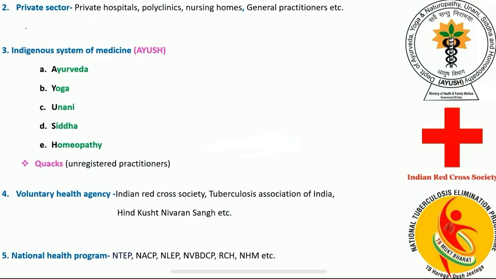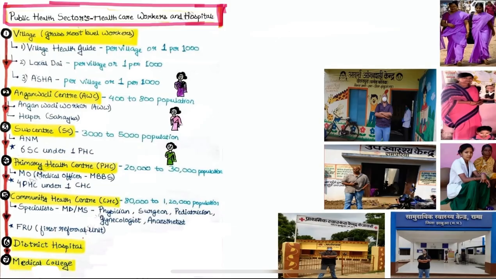Next, we have national health programs. In national health programs, we saw many, that is NTEP and NACP, NLEP, leprosy, AIDS, tuberculosis, NVBDCP, RCH and NHM. All of this we'll discuss in detail in the next videos. And next we have the public health sector, healthcare workers and hospitals. It is very important for you to know this from your Viva point of view. And to understand the upcoming videos, you should be very thorough with this slide.